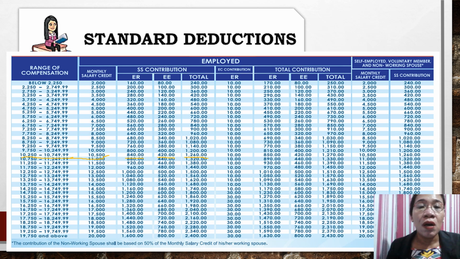So, depende kung magkano yung dinideclare niya na earning, yung income niya sa isang buwan. Halimbawa, nag-declare siya na yung sahod niya ay 5,000, dito siya sa 5,000. Yung dinideclare niya halimbawa ay 6,000, so siya ang magbabayad ng buo na 720 pesos, kasi wala naman siyang employer.